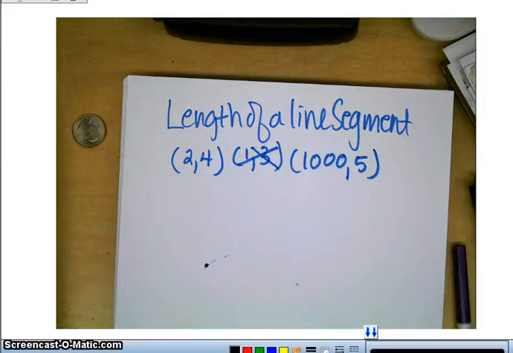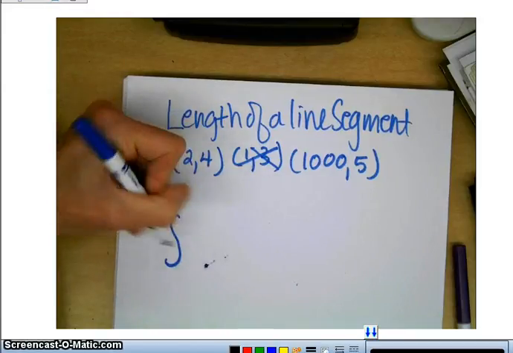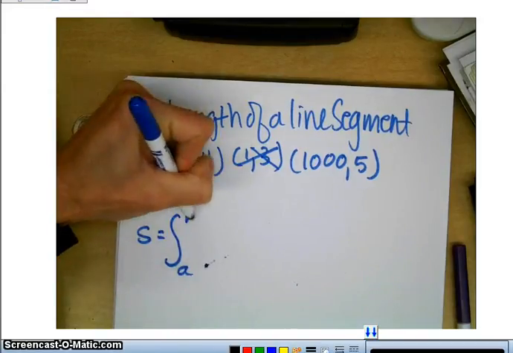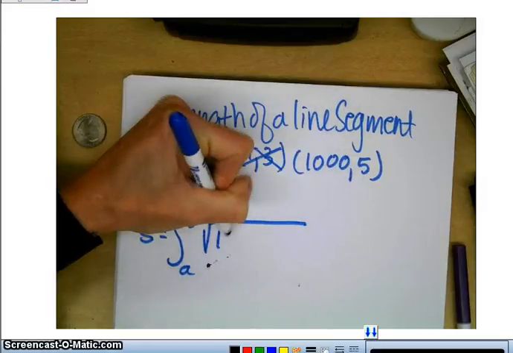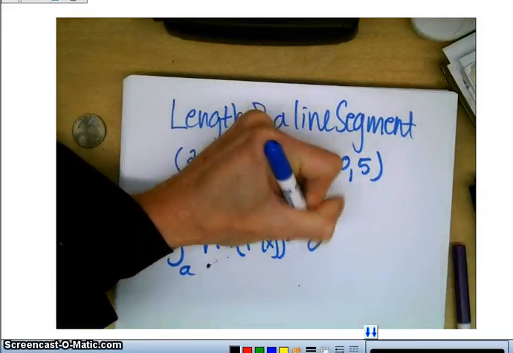All right, so we want to find the length of this line segment, and could we just use the distance formula? Yeah, we could, but we're going to use integration instead because it's more fun. Okay, so it says to find the length of a line segment, we are going to use this formula. The integral from a to b of the square root of 1 plus f prime of x squared dx.